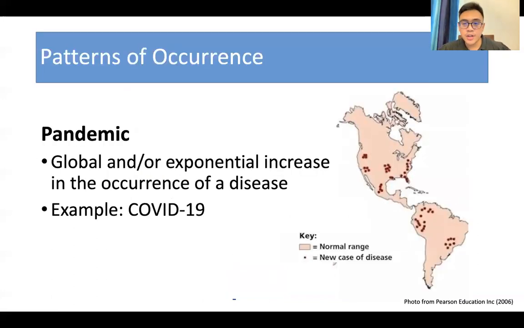Another pattern of occurrence, which I think we are all familiar with right now, is what we call pandemic. So an example of which is the COVID-19 pandemic, where we saw an increase in the number of cases in multiple countries. So there's actually a global or an exponential increase in the number of cases in a specific time frame.